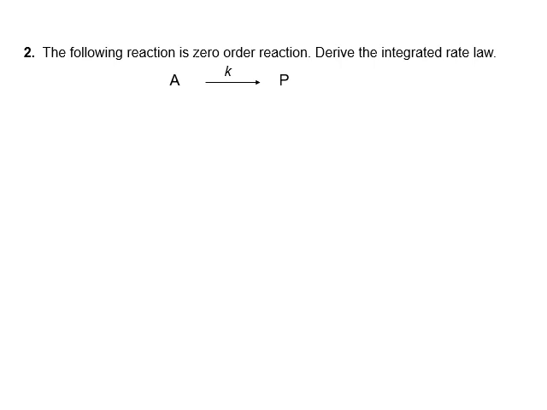In question number 2, you are asked to derive the integral rate law for the zero order reaction. The method is similar to how we derived the first order and second order reactions. First, we write the rate law. For the zero order reaction, the rate law is: reaction rate equals a constant K.